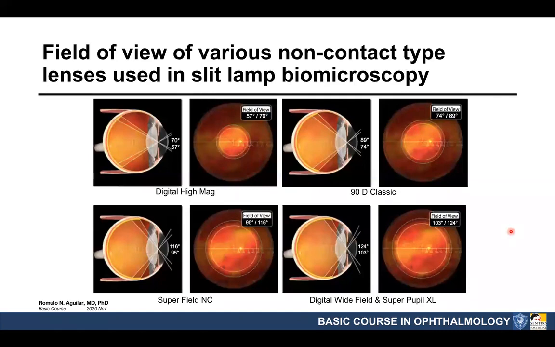Again, these are figures to demonstrate the fields of view of the different lenses. Digital high mag, the 90D classic, a little bit wider. Your super field is even wider. And finally, your digital wide field will give you the widest together with your super pupil XL.